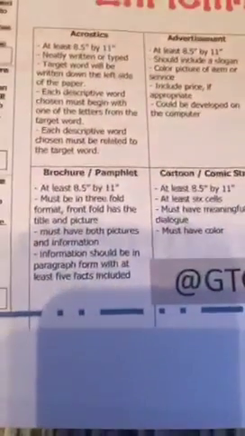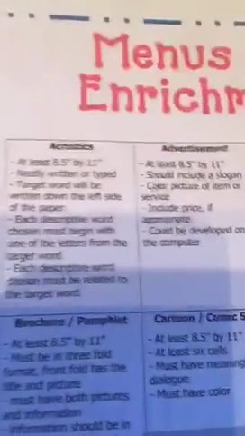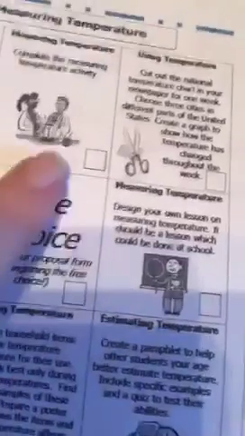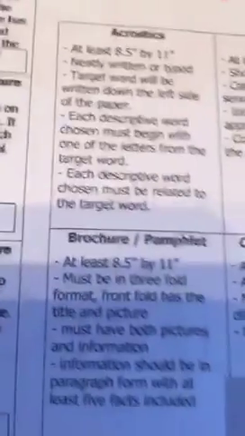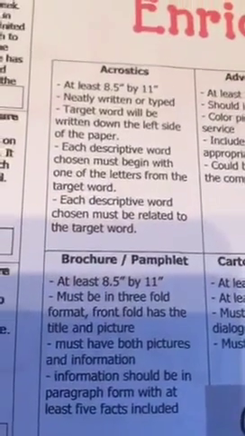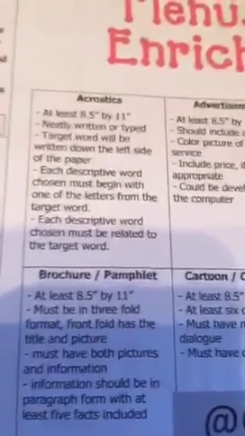These are just some that are straight out of the front of my books, but these accompany these menus so that if a child does pick, let's say that one of the activities on this menu was for acrostics, creating an acrostic. This product guideline goes through and tells the children, okay, it has to be at least this size, it has to be neatly written, etc.